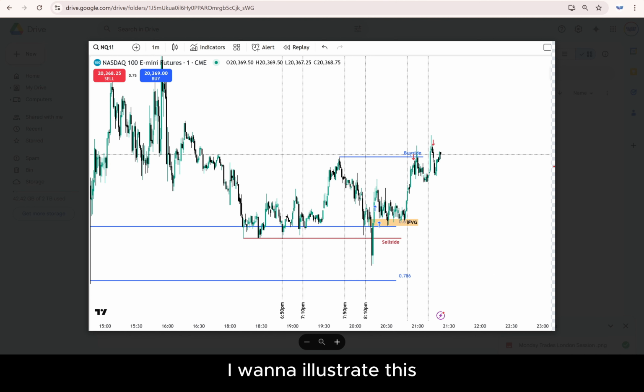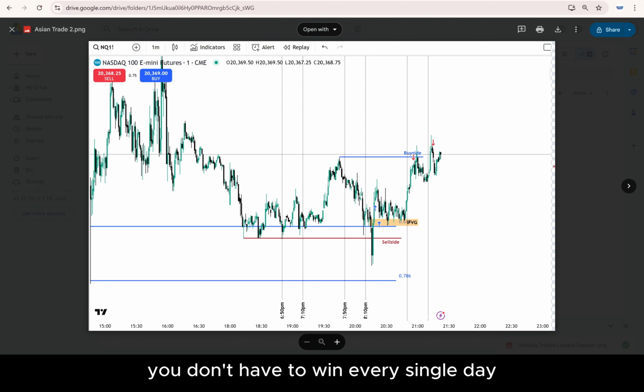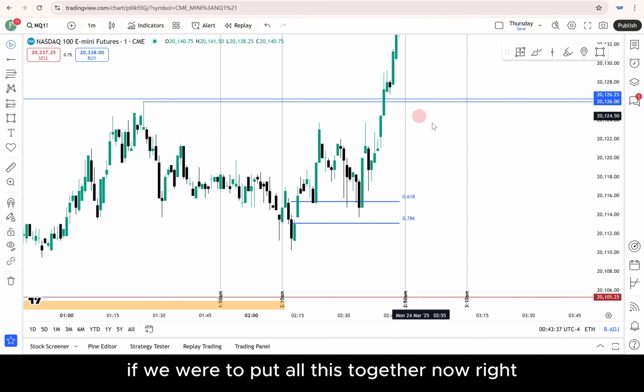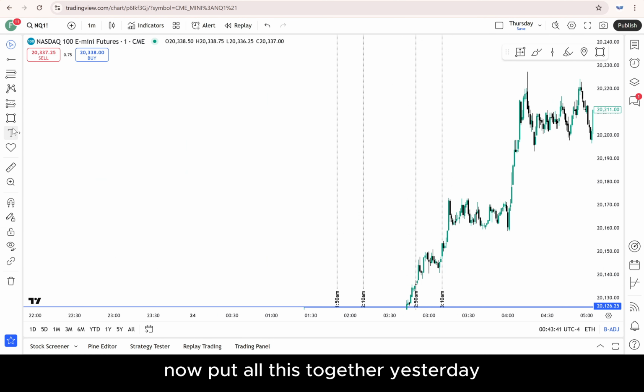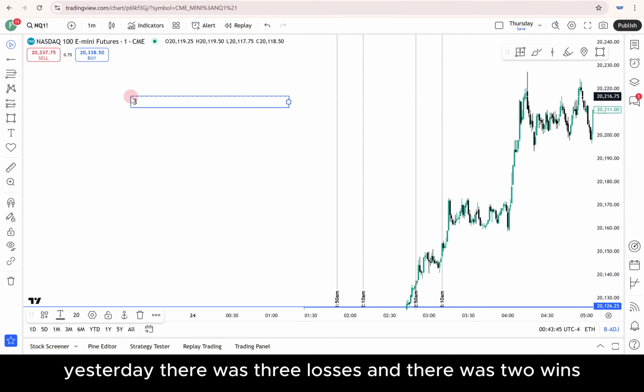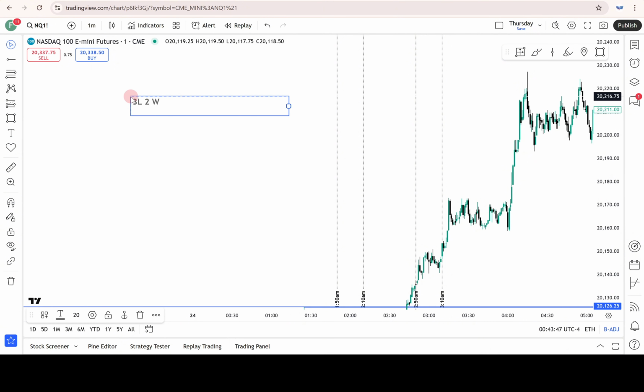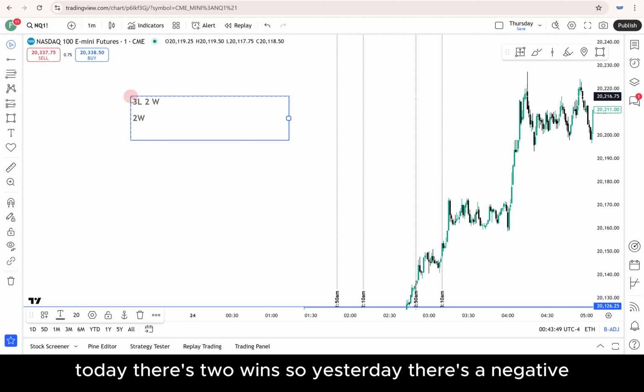I want to illustrate this. You don't have to win every single trade. You don't have to win every single day. If we were to put all this together now, right, and have a look at price action now, put all this together. Yesterday, if we accumulate all the losses and all the wins. Yesterday, there was 3 losses and there were 2 wins. Today, there's 2 wins. So yesterday, there's a negative.